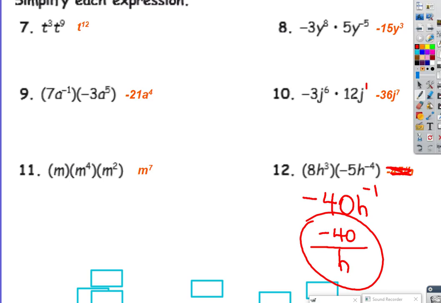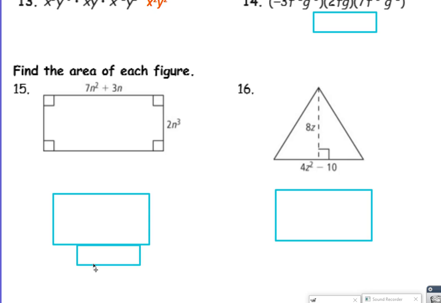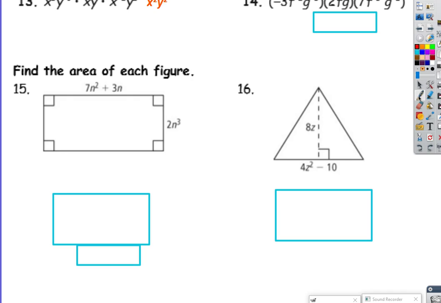Question 13. Remember, you can only combine like bases, so we're going to combine our x's. So x cubed times x to the negative 2 is 3 plus 1 plus a negative 2, or x squared. Y to the negative 1 times y squared is negative 1 plus 2, and again y squared.